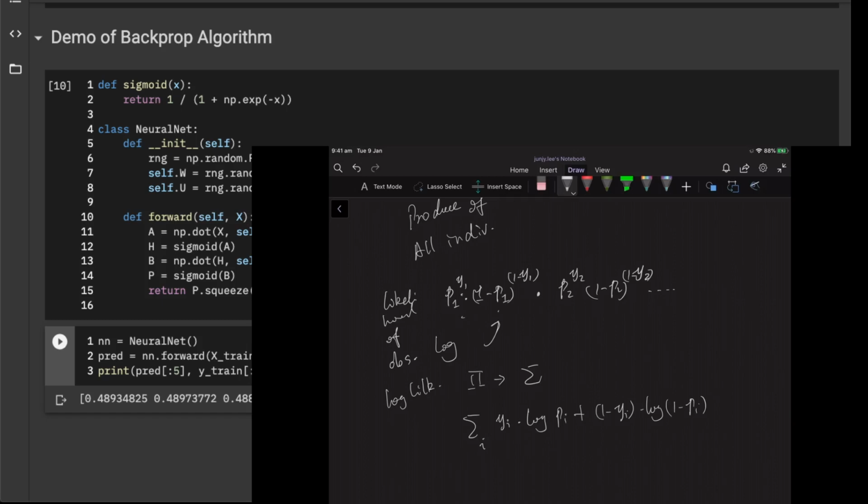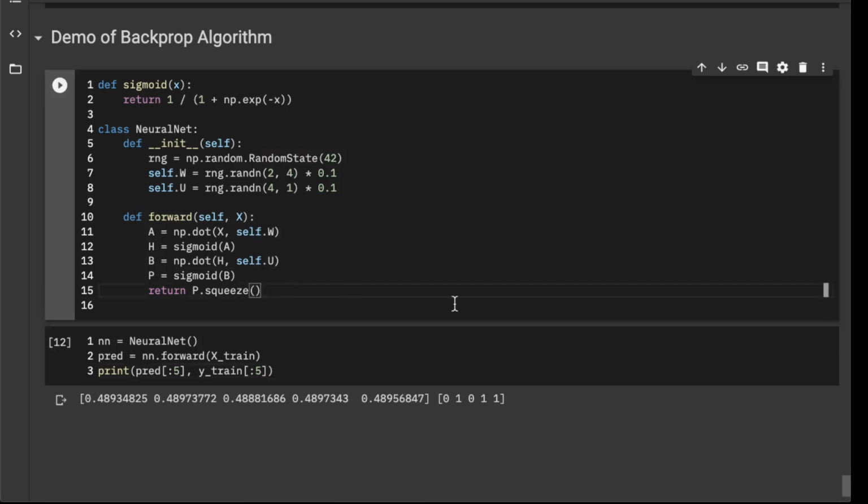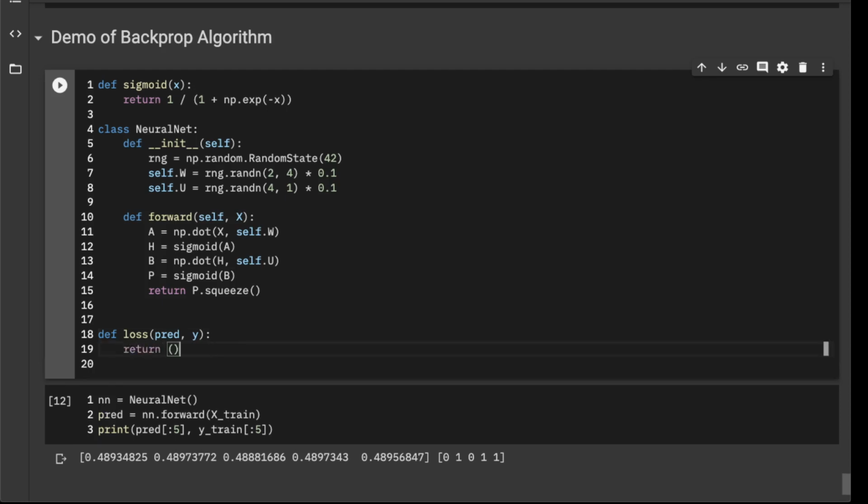Let's implement this. So the equation is now simple enough. After this long derivation, the implementation itself is pretty straightforward. Let me remove this derivation and come to here, the loss function. We're given the prediction and the true value of y. So therefore, we just need to return this.